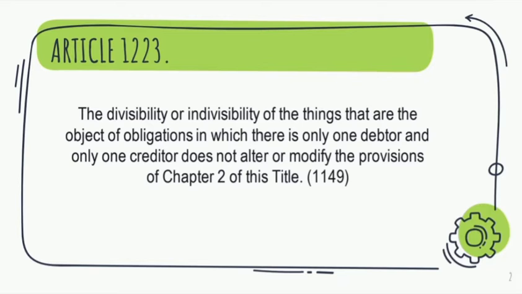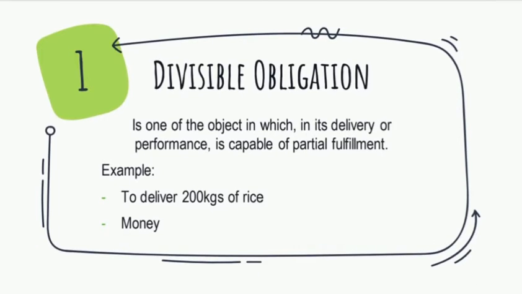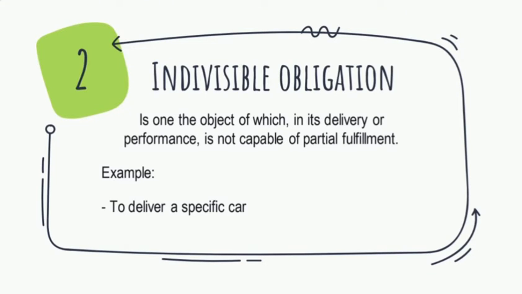So this article talks about the divisible and indivisible obligations. So let's distinguish what the difference is between these two. Divisible obligation is one of the object in which, in its delivery or performance, is capable of partial fulfillment. So dito, ito yung mga object or performance na pwedeng i-divide or pwedeng installment. So for example, to deliver 200 kilograms of rice. And another example is money.